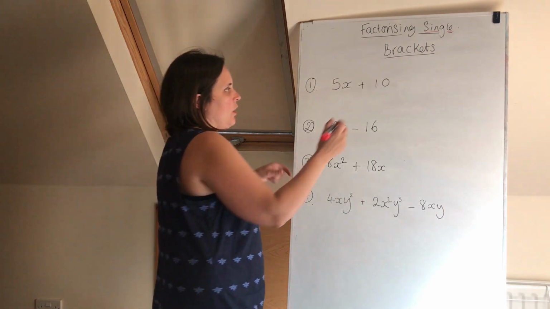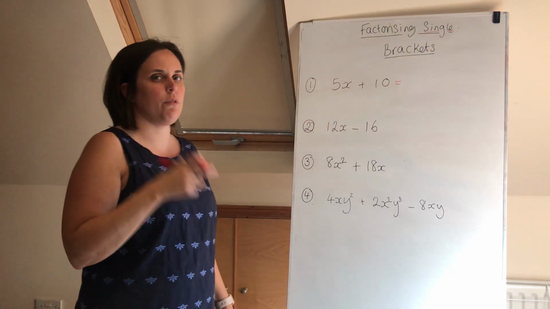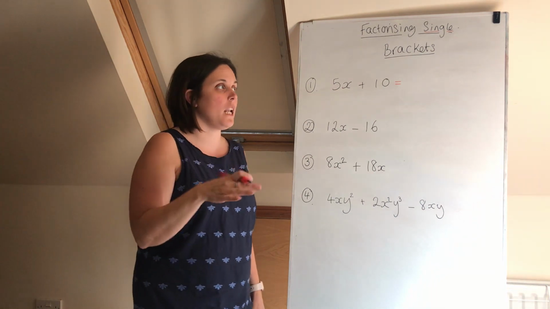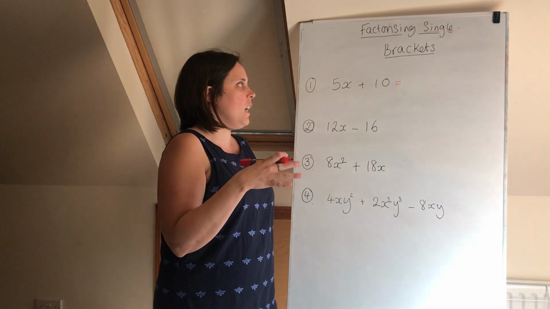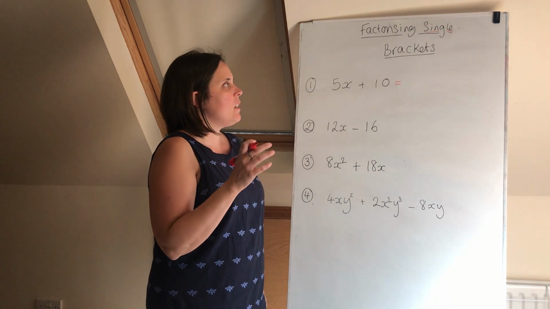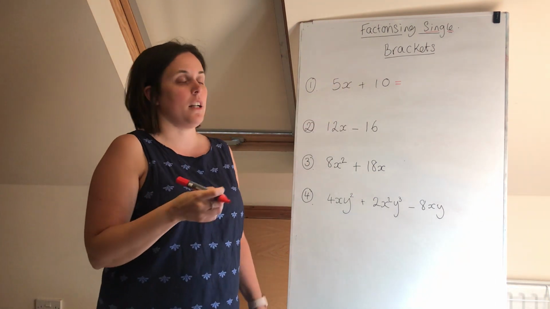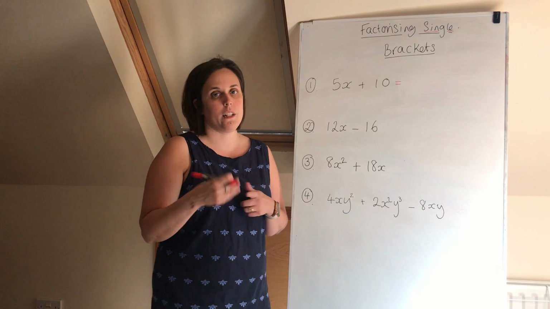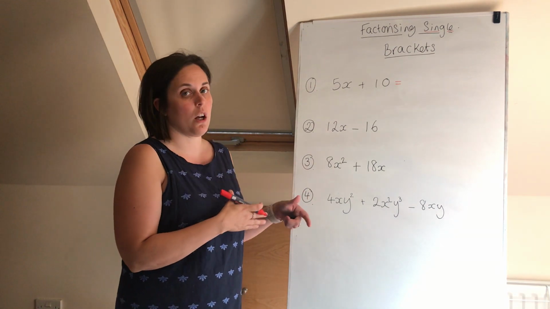So what we do, and these ones we're only looking at single brackets. If we're talking about double brackets, that's a completely different situation and it's a bit more complicated. So we're just looking at questions where there are single brackets at the moment. So if you think about the word factorising, to find a factor is when we're looking for a number, or in this case letter or letters that go into a term.